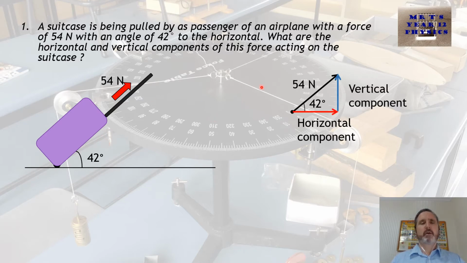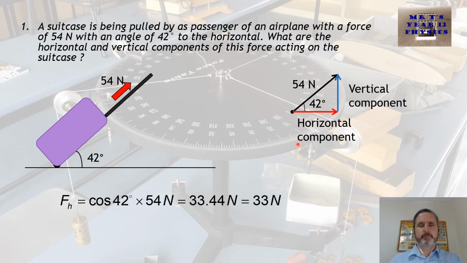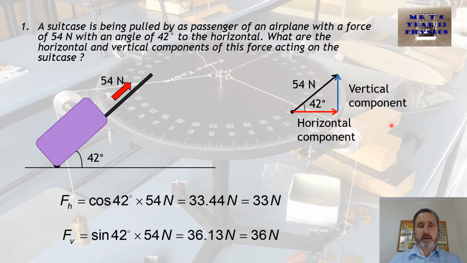So we draw our right-angled triangle, and the red line here is going to be our horizontal component and the blue line our vertical. Remember, our vertical we work out using sine, and our horizontal using cosine. So our horizontal equals 33 newtons, and our vertical equals 36 newtons.